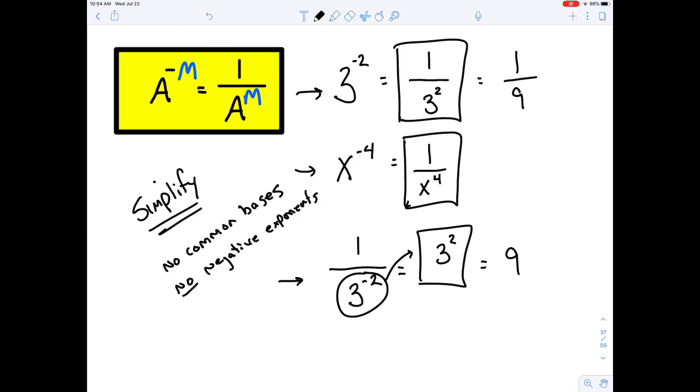So keep an eye on 0 and negative exponents, and remember to simplify. You want no common bases and no negative exponents.